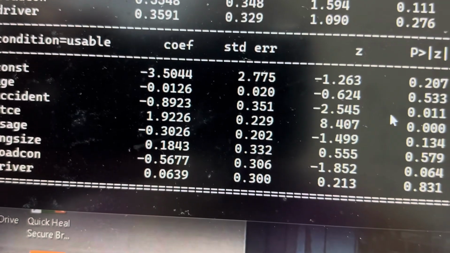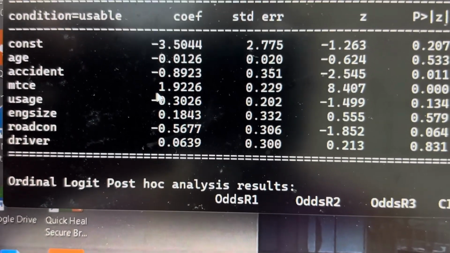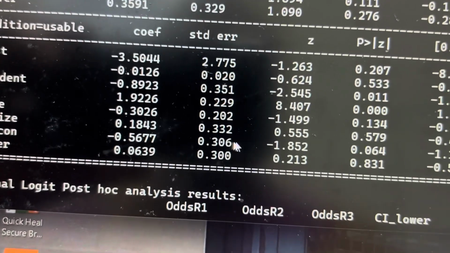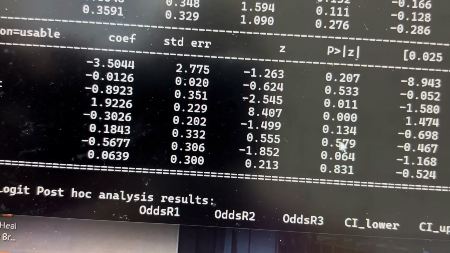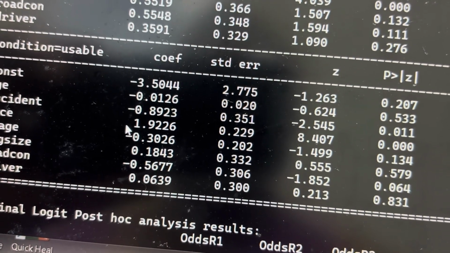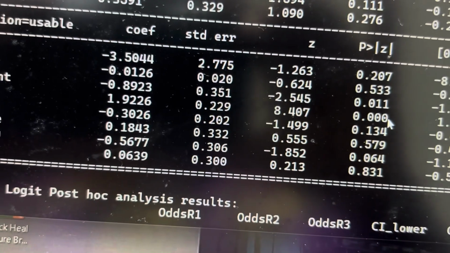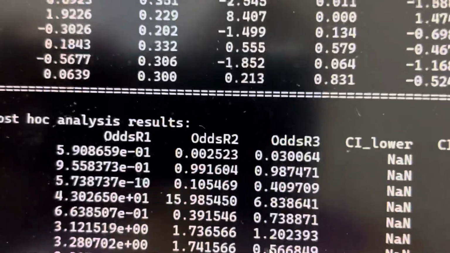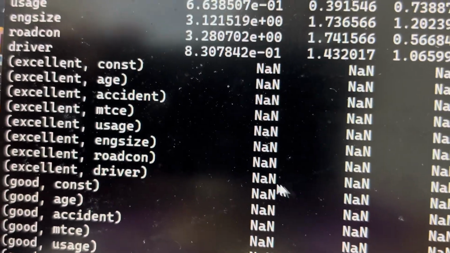Now we have the third condition, which is a usable condition. In usable condition, maintenance is positive, engine size is positive, and then driver is also positive. And then when we come to the one that is significant, only 2, and that 2 is accident is significant here, and that's negatively significant anyway, and maintenance is positively significant. So it means that accident also affects the condition of a vehicle. Accident affects it, so that's what it's trying to show us. Now let us go to another one. So it did not mention anything about bad, but it compares what it has done here with others.